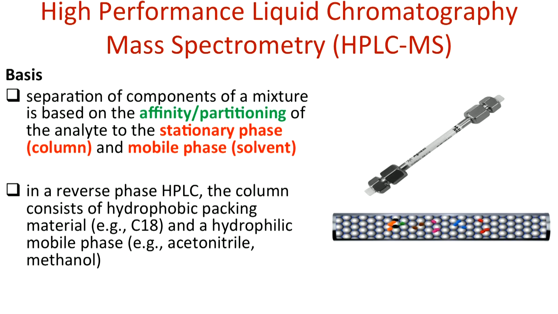So what I just mentioned is called reverse phase HPLC, where your column consists of a hydrophobic packing material such as C18, whereas your mobile phase is hydrophilic in nature, for example, acetonitrile or methanol. And then the reverse of this is called normal phase HPLC.